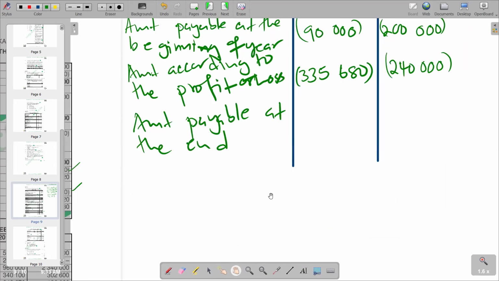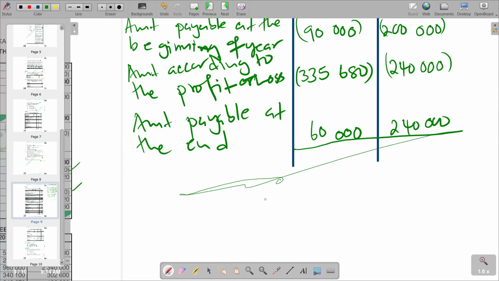We are saying the figures that we have for taxation is 60,000. Then for distribution, we have 240,000. Then finally, we can now make our calculations, whereby the final figure that we are going to get there is going to be our paid amount. Remember, we are looking for a paid amount.